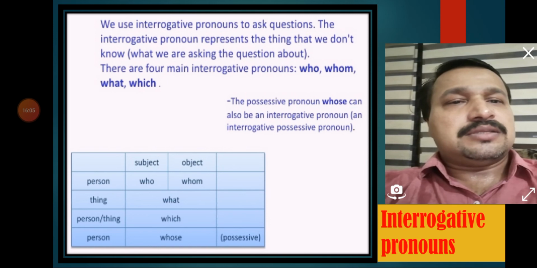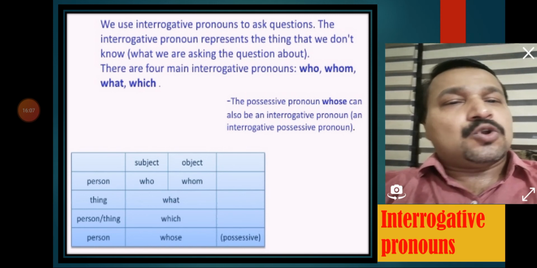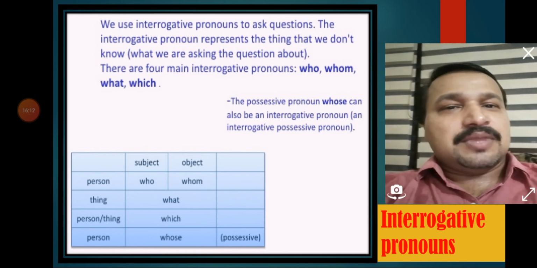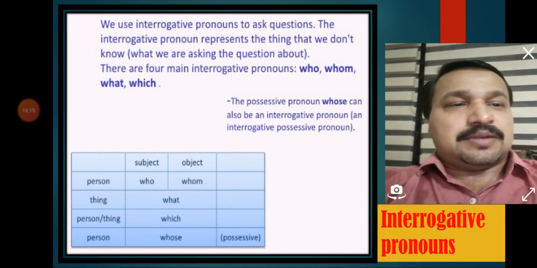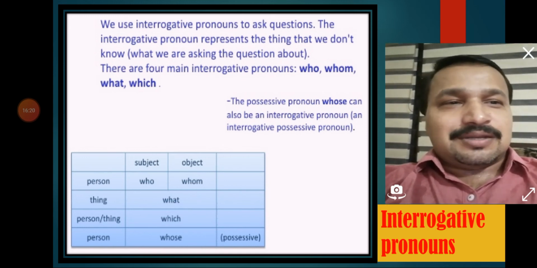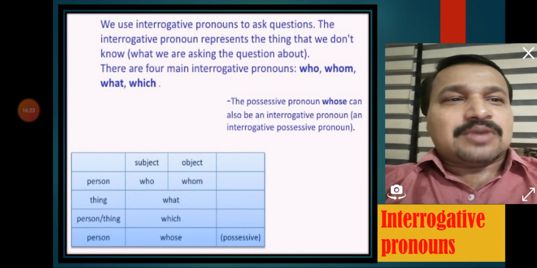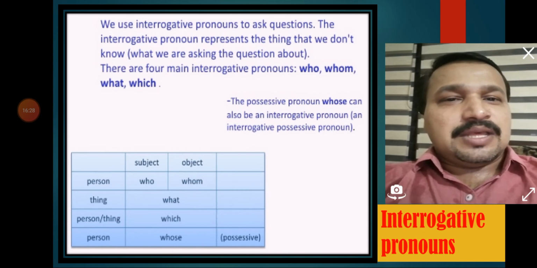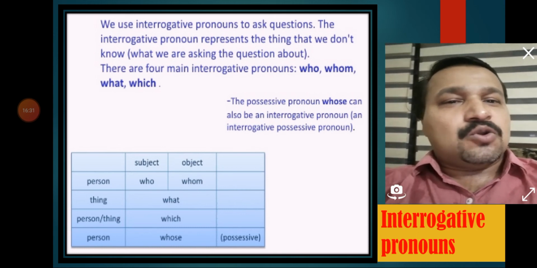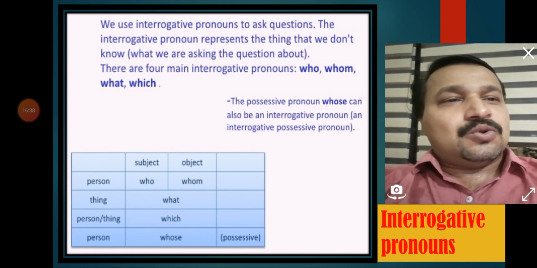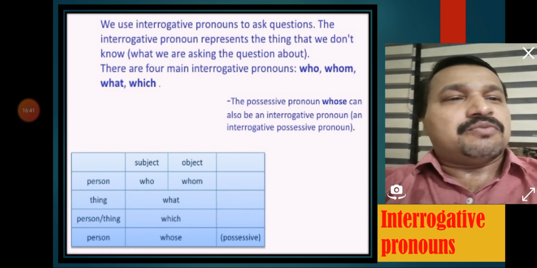For example, if you want to ask a question about the subject, you can use who. If it is an object, there we add whom. If it is a thing, what, for both object and subject. For a person or thing in common, which or that. But that is not considered an interrogative pronoun, that is a relative pronoun. But which is considered to be an interrogative pronoun. Then whose, for a person, so that the possession of a particular person can be asked. Whose is this bag? There, whose asks about the possession of a particular thing.